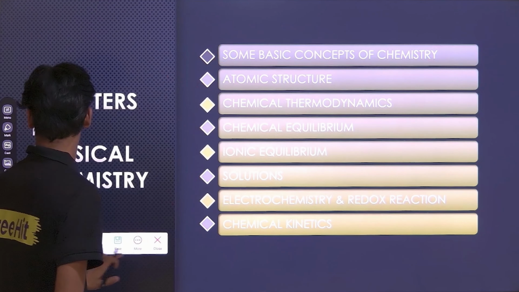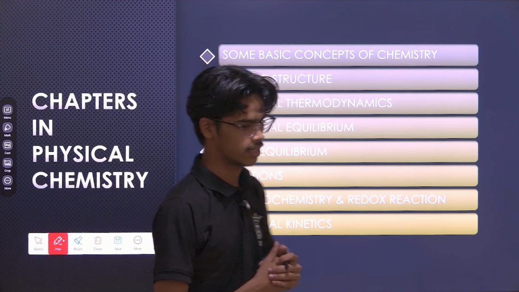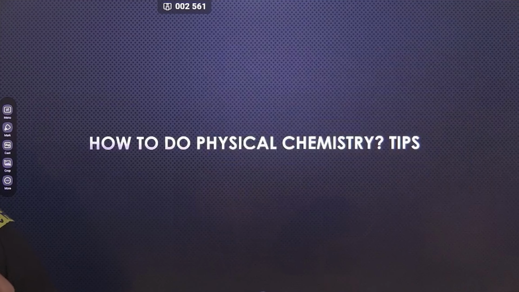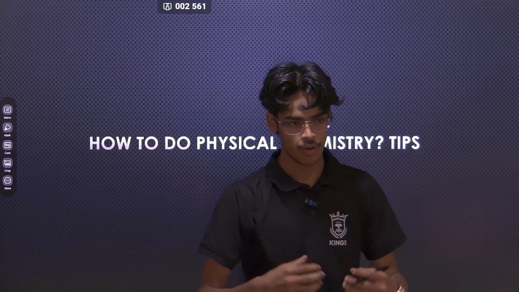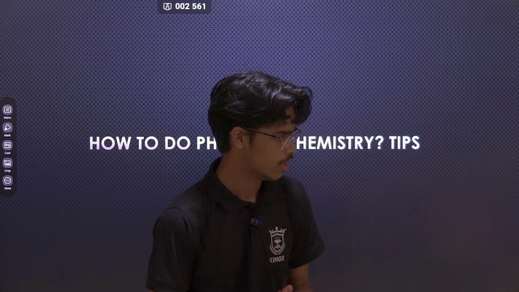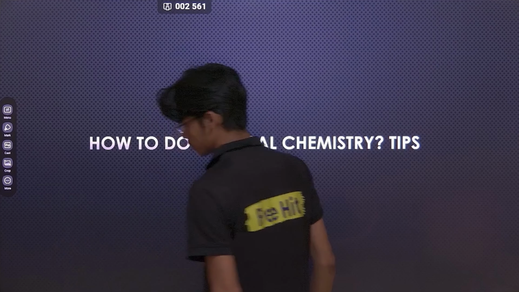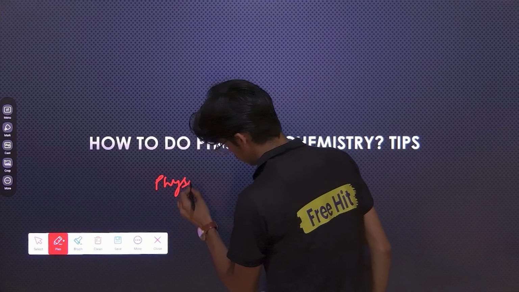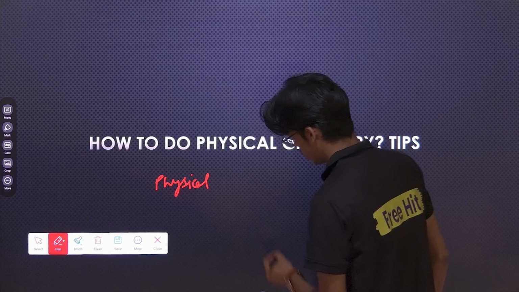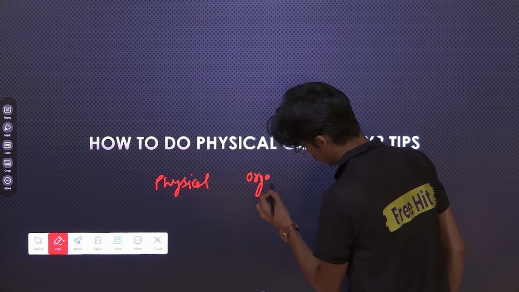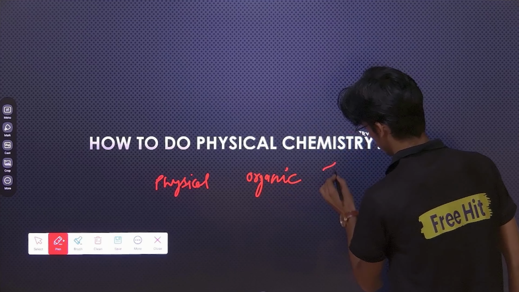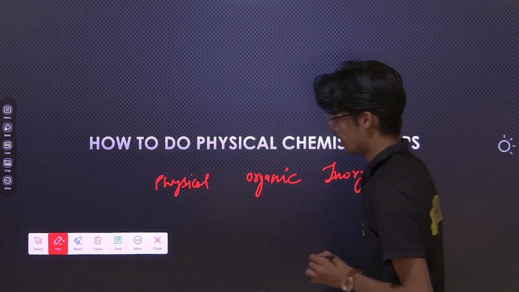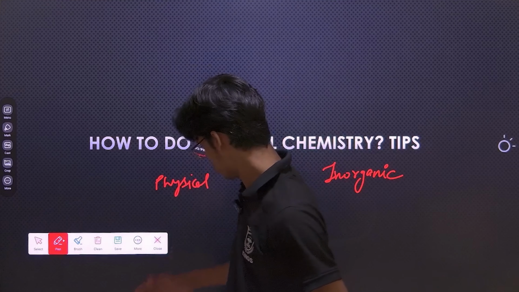One thing I'll tell you: if you are studying physical chemistry, organic chemistry, and inorganic chemistry, let's go to the next slide. I'll give you some tips on how to proceed with chemistry. First, we have 3 subjects: physical chemistry, organic chemistry, and inorganic chemistry. Now, I'll tell you how to go through physical chemistry, and also the organic and inorganic ones.